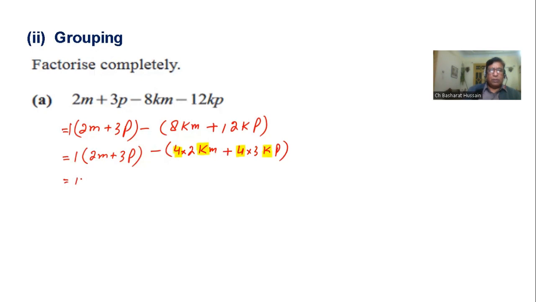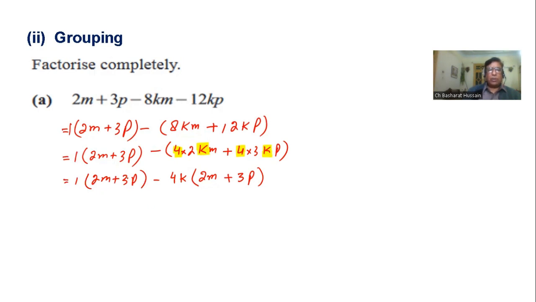So 1 times 2m plus 3p. Now take 4k common. What is left? 2m plus 3p. So I take these highlighted terms as common: 4k from both the terms, and 2m is left in this, and plus 3p is left over here.